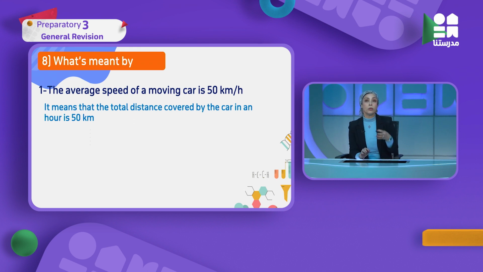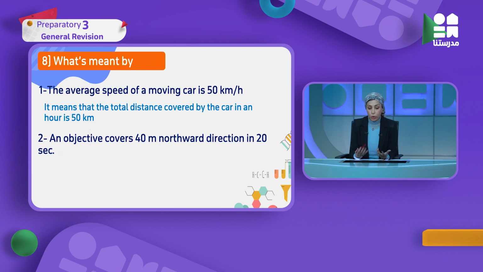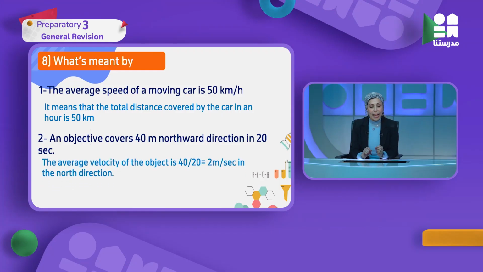Sometimes you are going to define it without mentioning the number, so we take half the mark of the question. An object covered 40 meter in the northwards direction in 20 seconds. Here the phrase northward direction is very important for me because it makes me determine my answer. So I'll say the average velocity. Why did I say velocity? Because he mentioned direction to me. As long as there is direction, I don't say speed. So the average velocity of the body or the object is 40, which is the displacement in this case, divided by 20, which is the time, so 2 meter per second.